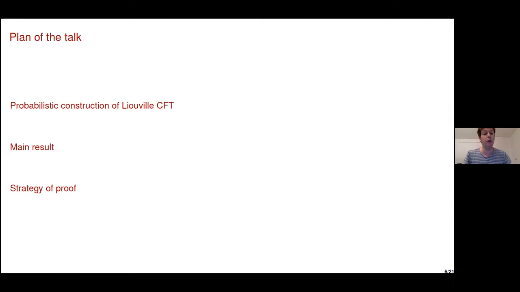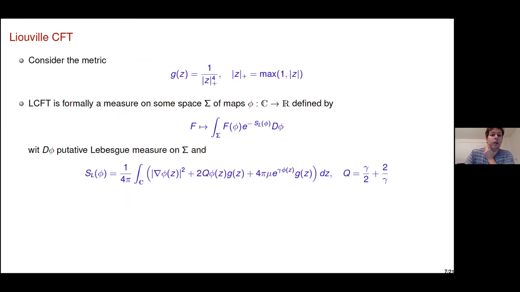Now, let me jump into Liouville. So what is Liouville conformal field theory in the path integral approach? For those who are a bit lost with this bootstrap approach, you can start fresh on this slide, because I'm going to describe during 20 or 30 minutes what is Liouville conformal field theory, not in the bootstrap construction, but in the path integral construction. So I'm going to consider a metric on the Riemann sphere: one over z plus to the power four, where z plus is max of one and modulus of z. This is just a metric on the Riemann sphere which has its curvature uniformly distributed on the unit circle. So it's a very symmetric metric.